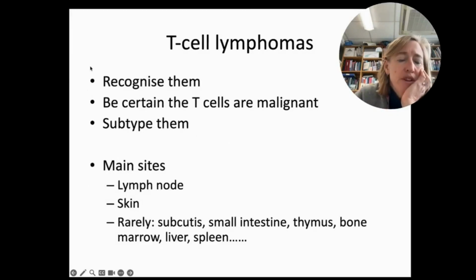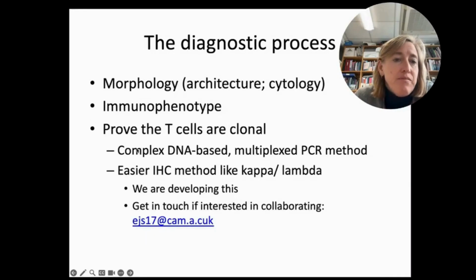In terms of T-cell lymphomas, what matters, you need to recognize them. You have to be completely certain that the T-cells are malignant, which is not always straightforward. And then you want to subtype them. And the sites are predictable from the sites at which I told you find T-cells.